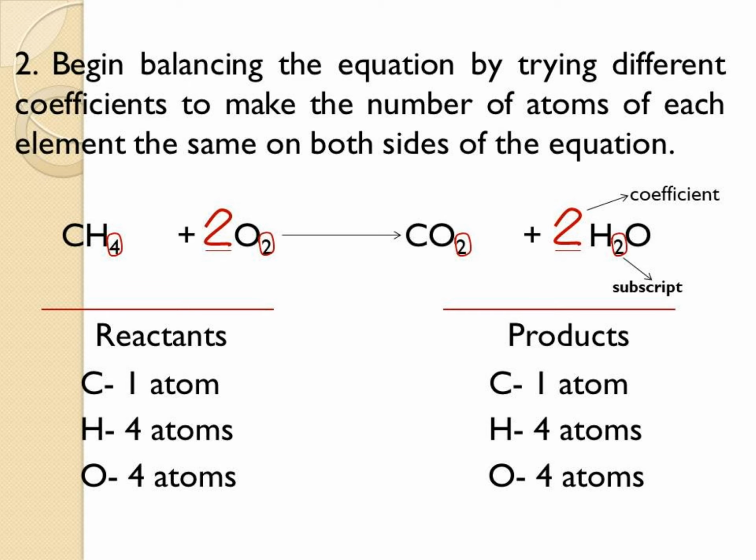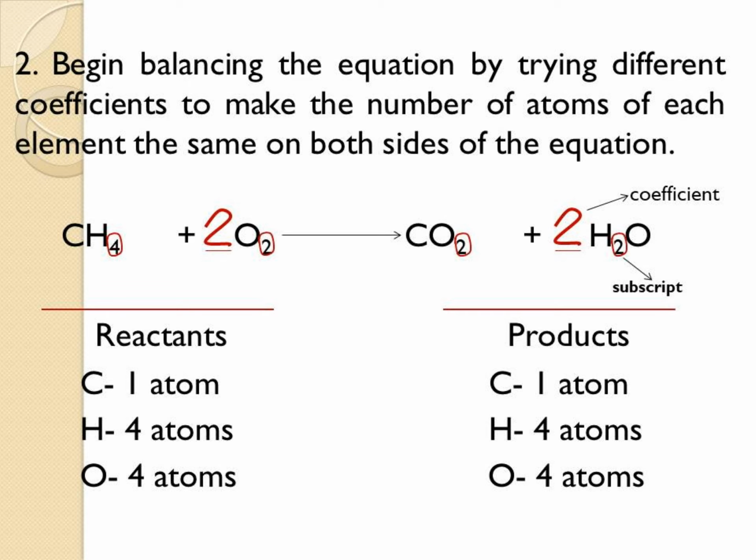For the carbon, on the reactant side we have one atom, because carbon has no subscript, meaning it has only one atom. On the product side, carbon also has one atom. So they are the same; they have the same number of atoms.